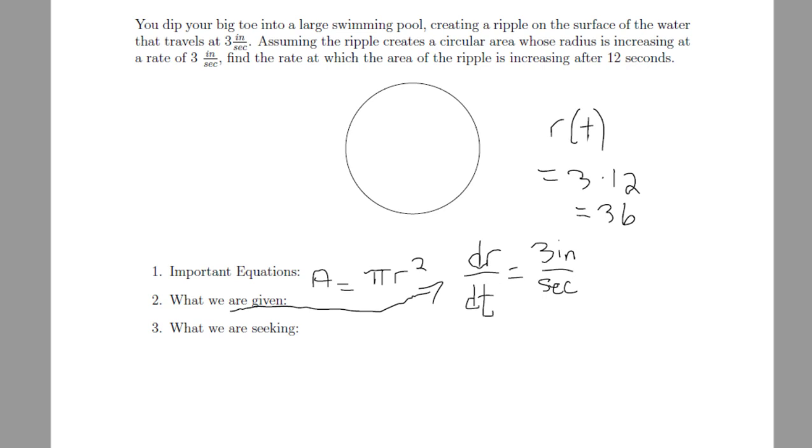All right. So we're given our dr dt, and what we're actually trying to find, it's at that last part of the question, the rate at which the area of the ripple is increasing. So we know at what rate the radius is increasing, but we don't know the rate at which the area is increasing. So the rate at which the area is increasing with respect to time would be written dA, where big A is area, over dt. All right, so we'll go back through 1, 2, and 3 real quick here. So the important equation is A equals pi r squared, the area of the circle. We are given the rate at which the radius is increasing, which is 3 inches per second. And then with a little bit of work, we're given the radius at time t, which is 12 in this case, which is 36.